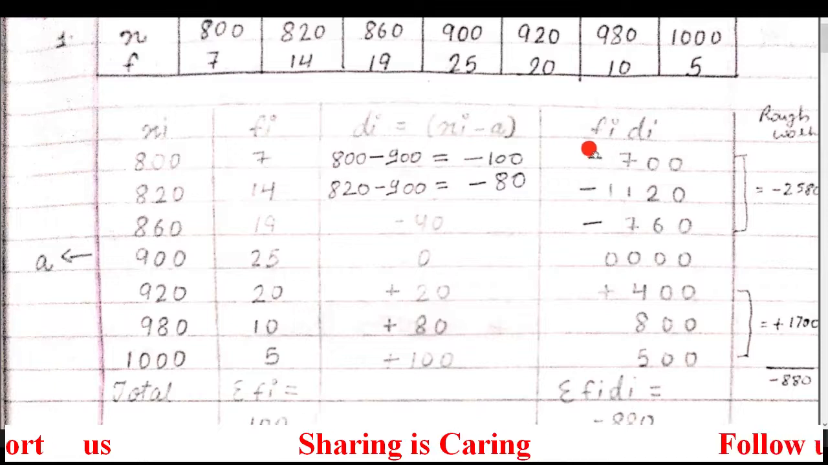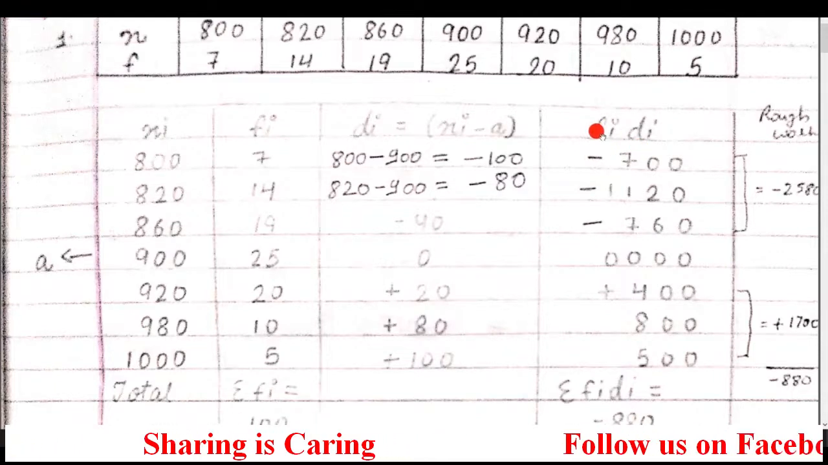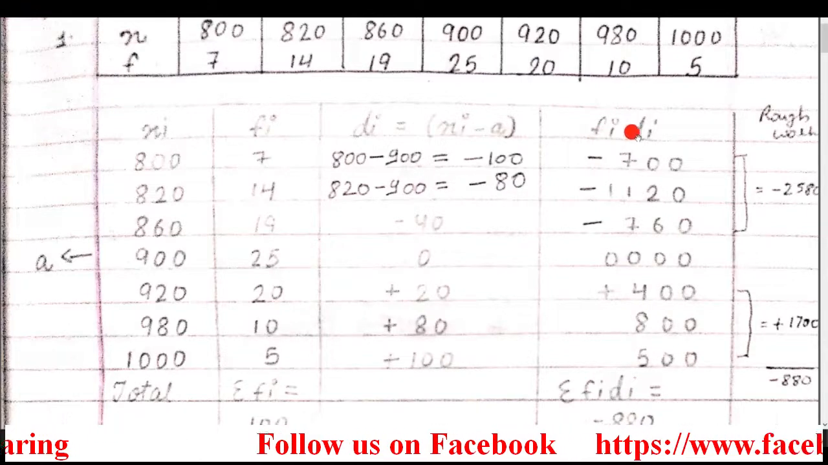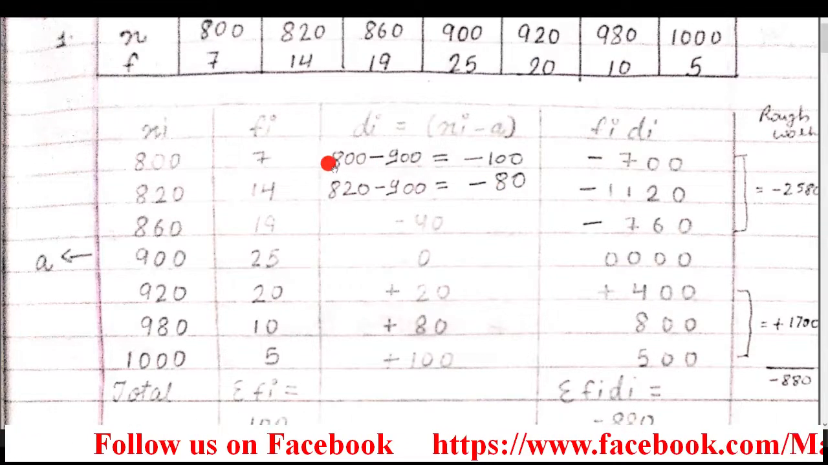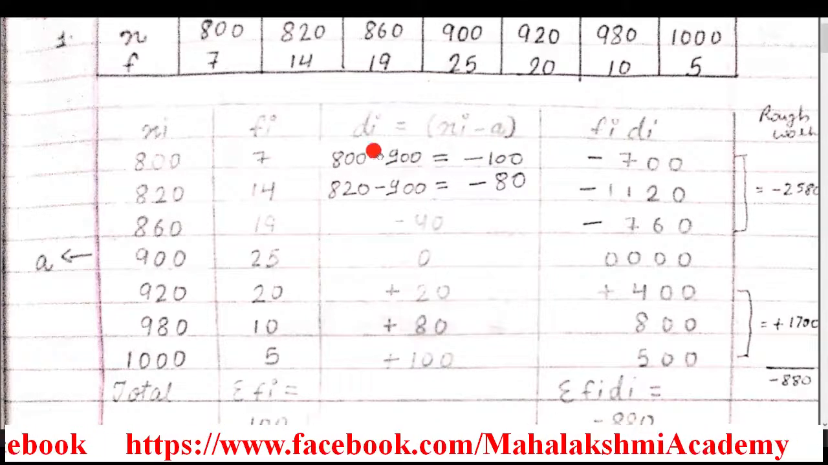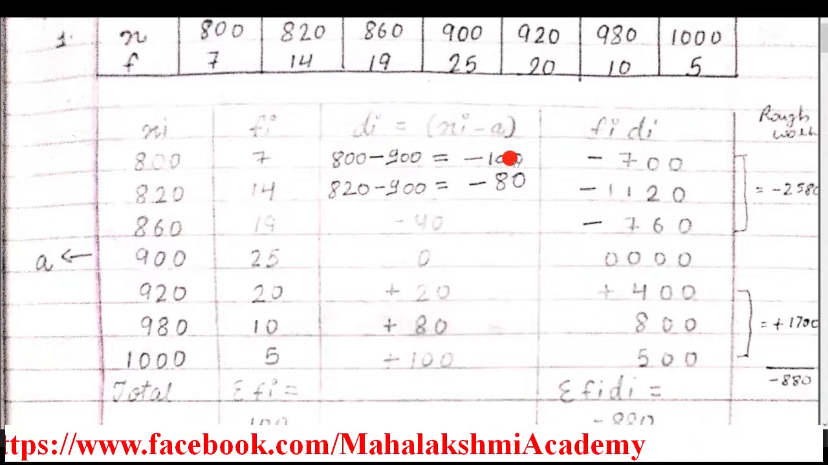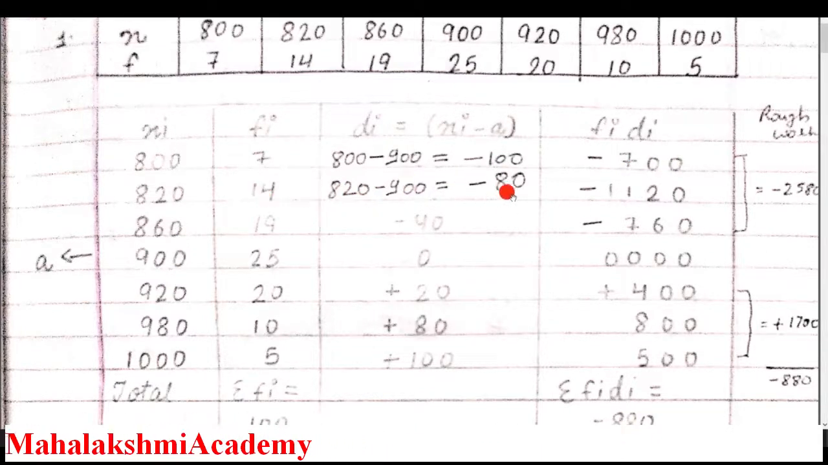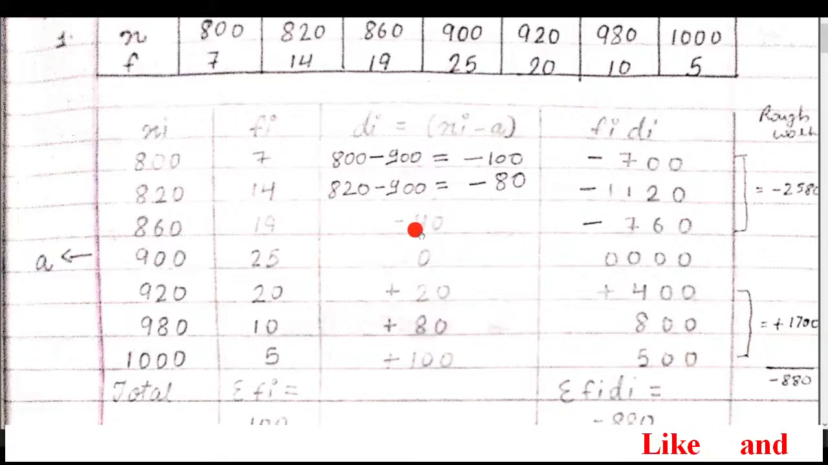Now we'll move to the next column. The next column is of fi di. fi di means the product of frequency and deviation. So here the frequency is 7 and the deviation is minus 100. When you multiply 7 by minus 100, you will get minus 700. In the same way, 14 multiplied by minus 80 will give you minus 1120. Like this, just multiply the fi and di of each row and enter here.